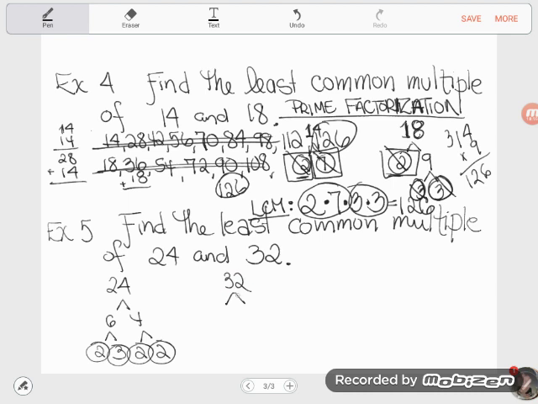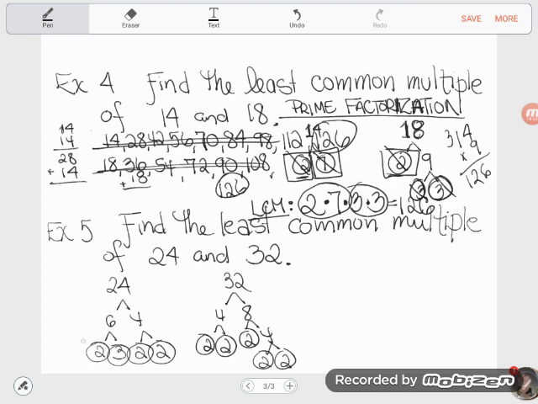Now let's try a factor tree on 32. Let's see, what do I know? I know 32 is the same as 4 times 8. Now a 4 is a 2 times 2. 8 is the same as 2 times 4. I'll stop with my 2. I'll keep factoring my 4. 2 times 2.